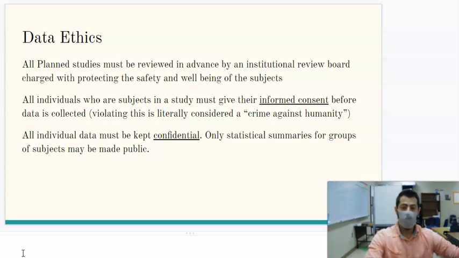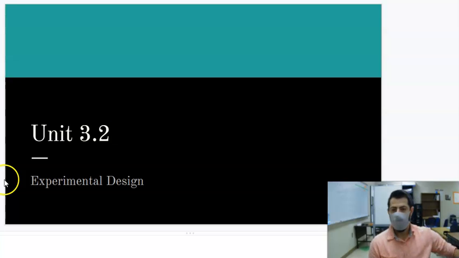All individuals who are subjects in the study must give their informed consent before data is collected. If you don't do this, this is literally a crime against humanity in some cases. Last but not least, all individual data must be kept confidential. You can give data out for a large group, so your results don't have to stay confidential, but your individual subjects in your experiments, their information has to be kept confidential. So there you go. That's data ethics. And that is experimental design.